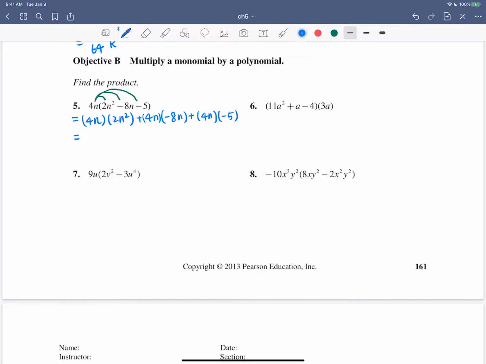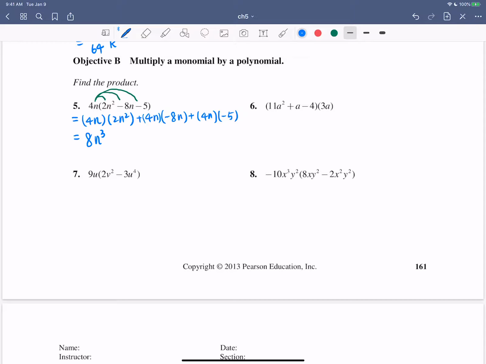And of course, if you already know what you're doing, you could skip this writing and go straight to the multiplication. Now we have 3 products of monomial multiplying by monomial. We simply follow what we did in number 1 and 3 to further simplify. So this time I'm going to multiply right away. 4 times 2, that is 8. N times n squared, that is n cubed.